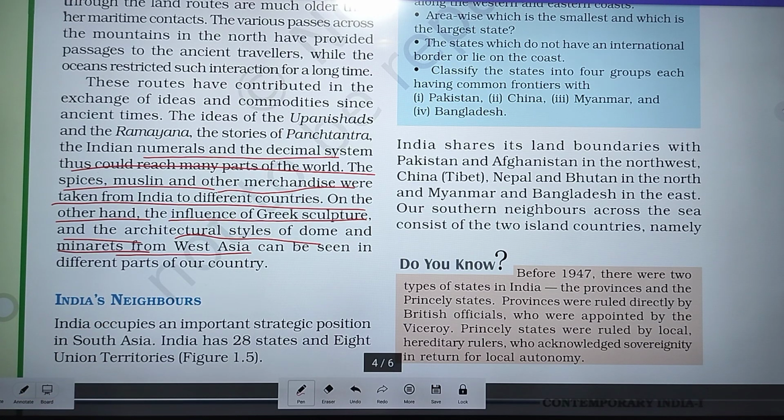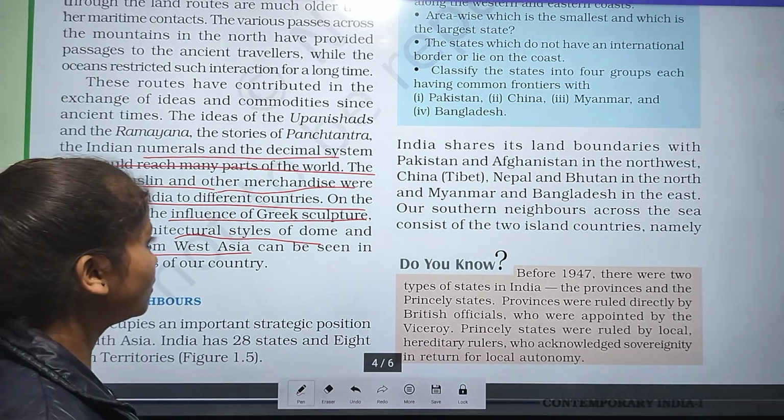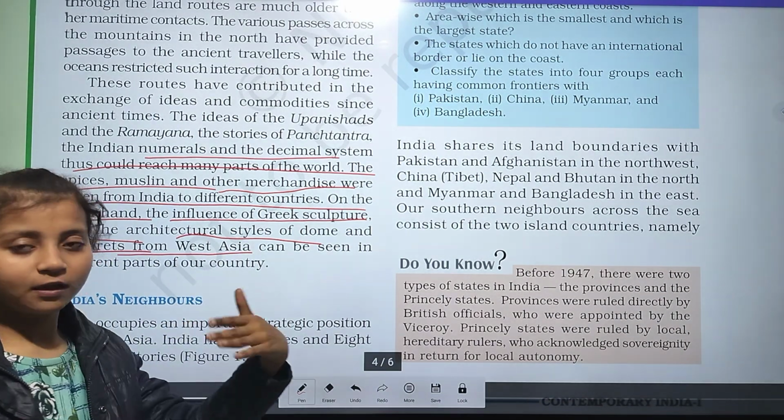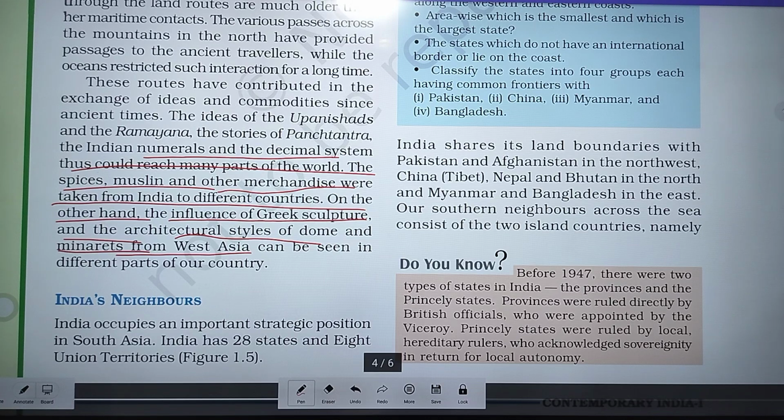It means this type of merchandise, architectural styles, muslin and the spices, such that like a business, can be seen in different parts of our country. It means in our country also it can be seen.